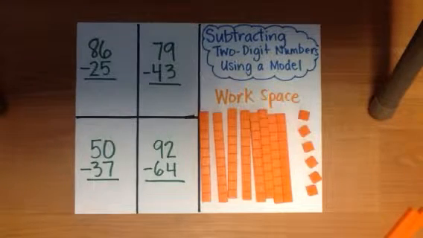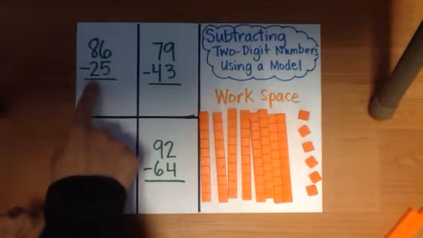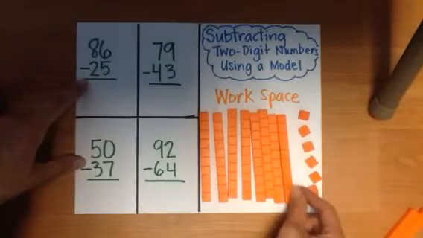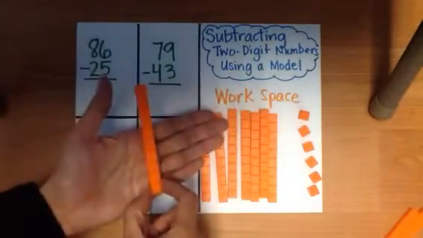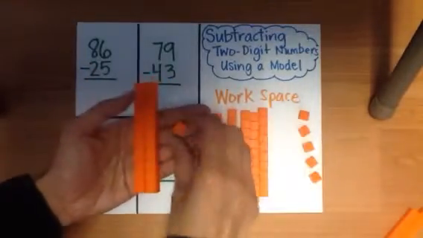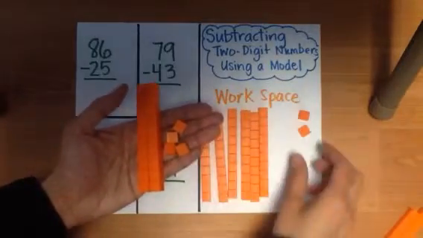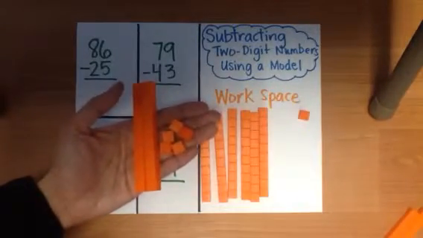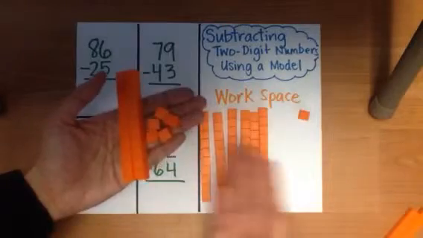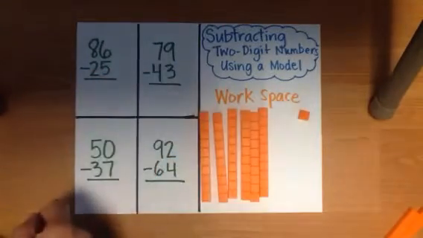All right, now we need to take away 25. So how do I take away 25? I need to take away 2 tens. So that's 10. I'll put it in my hand so you can see it. 10, 20, 21, 22, 23, 24, 25. So that's how I'm going to subtract. I'm taking it away. So I'll move that out of the way.